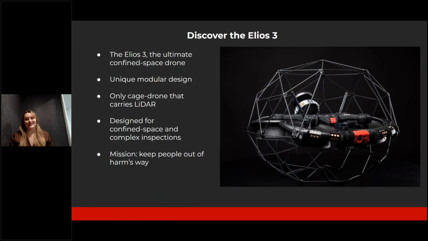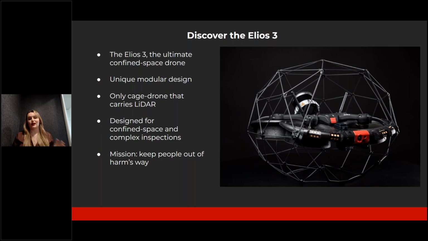With that in mind, our flagship at the moment is the Elios 3. This drone was released last year and it's unique in the world and we think it's pretty great. It's the only cage drone currently that carries a LiDAR sensor, and it has a specialized modular design that enables it to be tailored for specific industries. For instance, for those of you interested in RAD, it has a specialized RAD payload, which Jeff will tell you more about. With this design, the Elios 3 can be used in different sectors according to their specific needs. This drone helps us to accomplish our mission of keeping people out of harm's way.